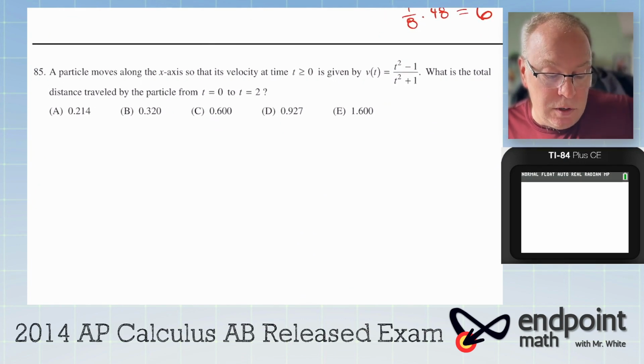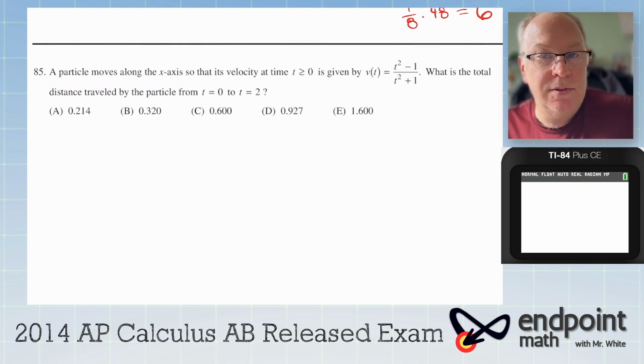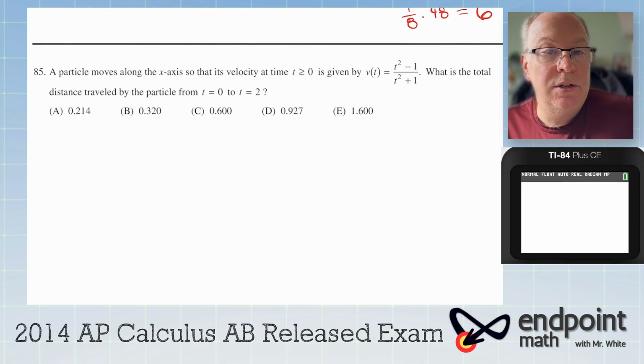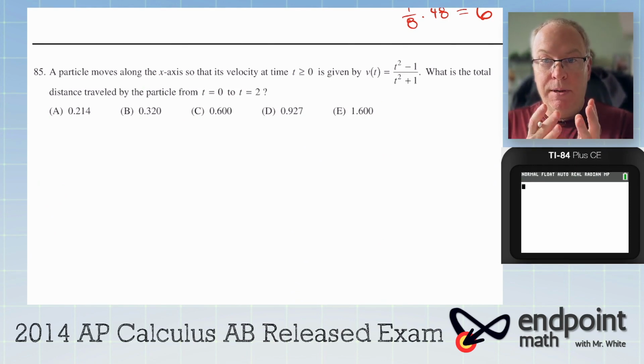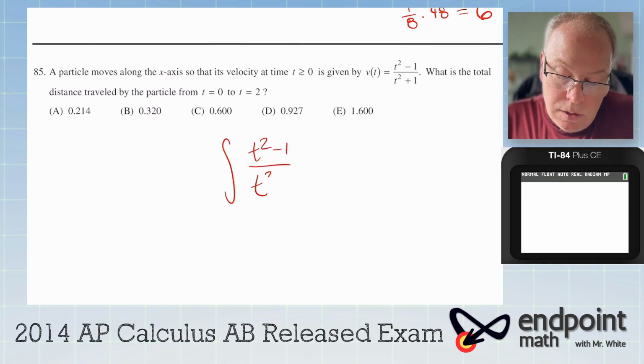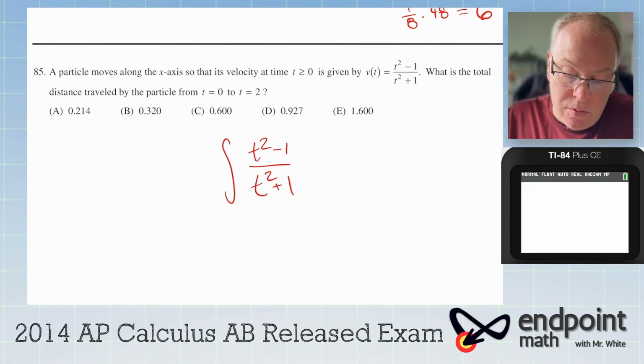A particle moves along an x-axis, left and right, possibly, according to this velocity function. So don't forget, it could go left and right, right? What is the total distance traveled? So sometimes velocity could be positive, sometimes it could be negative. So we don't want to just integrate the velocity function. That's called displacement. What I've got written there would be displacement.